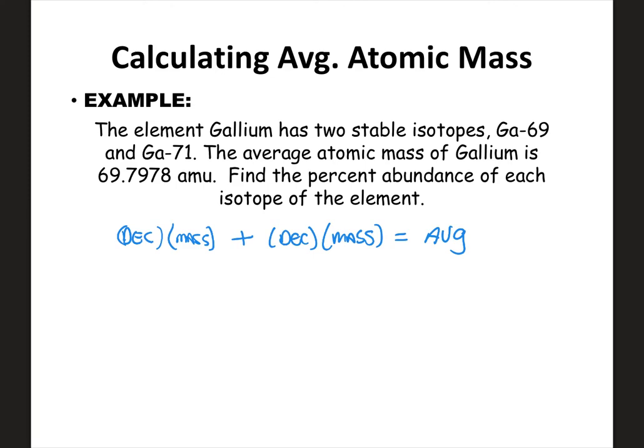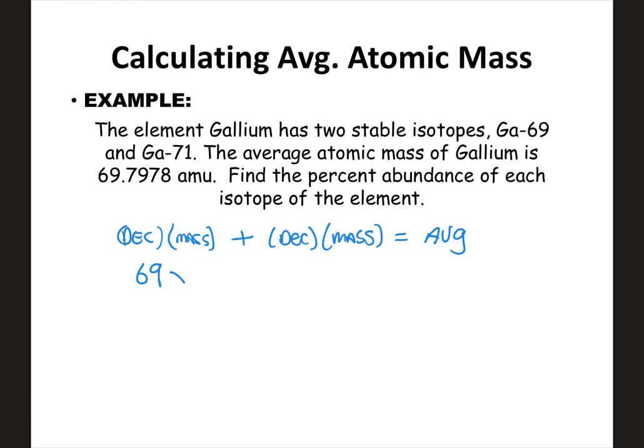So if we try to do this for each of the 2 isotopes, decimal times mass of the first isotope, do we know the decimal? Well, no, because we don't have the percent. So you can't get the decimal form of the percent if you don't have the percent. All right. Do we know the mass of the first isotope? Well, yeah, it's gallium-69. So its mass is 69. But I don't know the decimal form here.